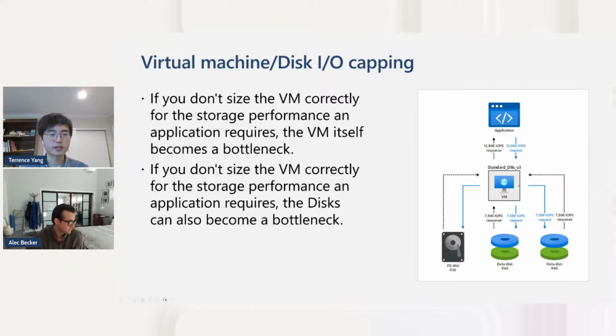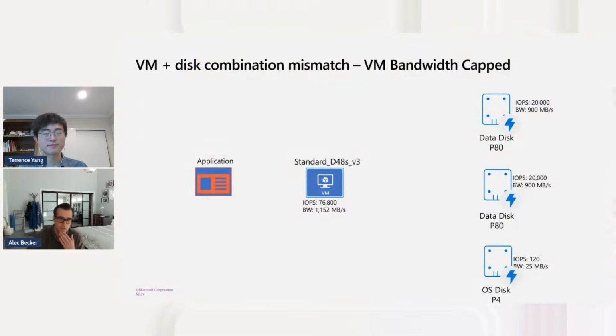We also share a few other examples. I think, Alec, you would like to share some more examples for a deeper dive on this topic? Yeah, thanks, Terrence. Kimberly, if you could switch over. Perfect. Like Terrence just went over, there are possible combinations where your disks are performing higher than your VM, or your VM is performing higher than your disk, and that could limit your overall application performance. On the previous one, Terrence went over a VM capping situation. I've got another example right here just to quickly solidify it.